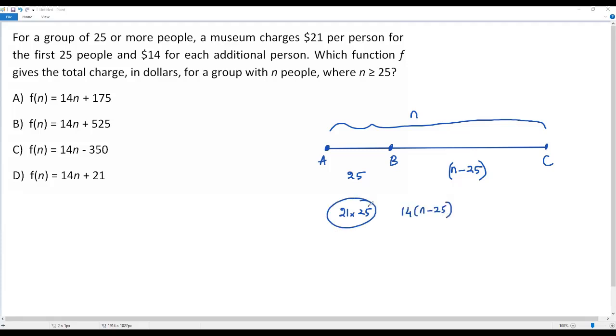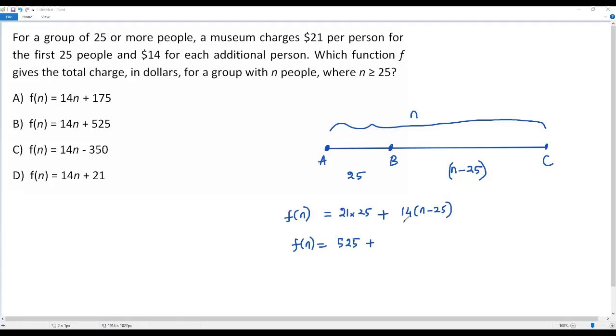Okay, so this is the charge for the first 25 people, and this is the charge for the additional n minus 25 people. When we add them, we get the total charge for n number of people. It can be written as f of n, because the question says f represents the total charge. f of n means the total charge for n people. Then we get f of n equals, when I multiply this 21 and 25, I am getting positive 525.